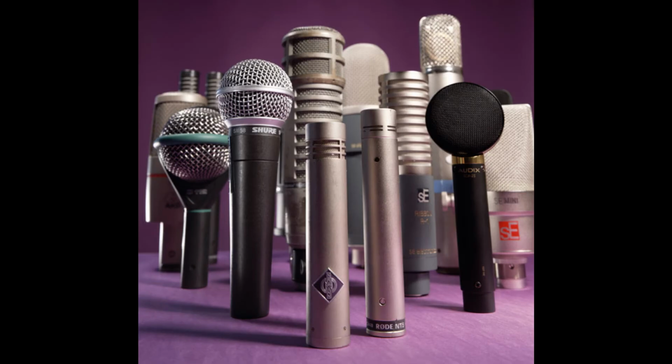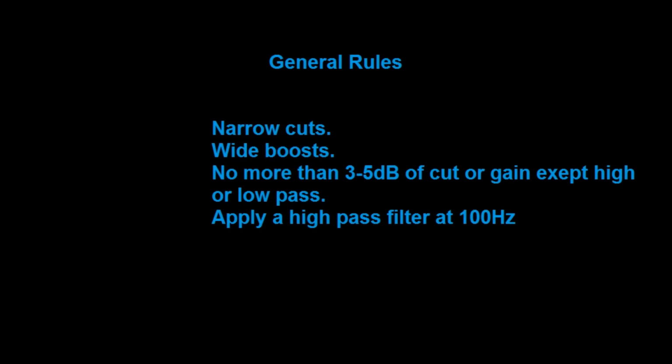Now, with equalization, there is no one rule fits all, because everyone has different voices, there's different microphones, there's different placements, so there'll be different things that affect just about every single recording. However, there are a few general rules when it comes down to audio recording for the spoken word. You want narrow cuts. You want wide boosts. You don't really want to be boosting or cutting any more than about 3 to 5 decibels, except when you're using high or low pass filters. And you should almost always apply a high pass filter on any spoken word at about 100 hertz to cut out the low end rumble.